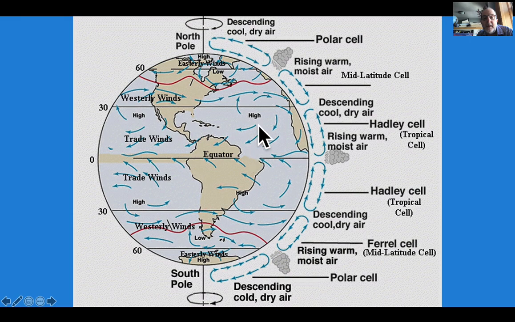And again, these are the patterns. And these winds are actually very important in determining the ocean currents.